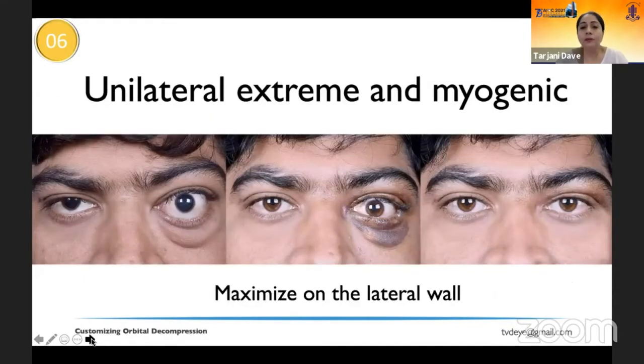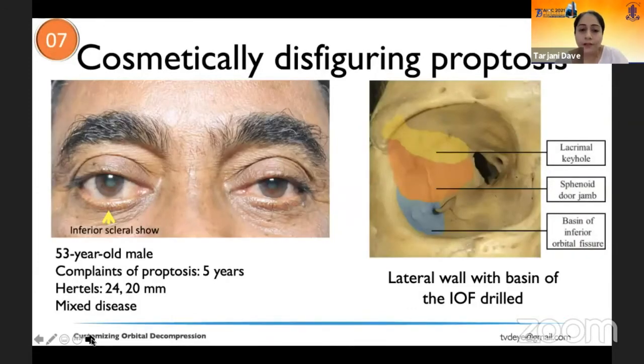So this is this gentleman who had unilateral extreme disease, myogenic variant, pre and post-operative photographs, a challenge to treat, but if you follow the algorithm, you're surely going to get good enough results.